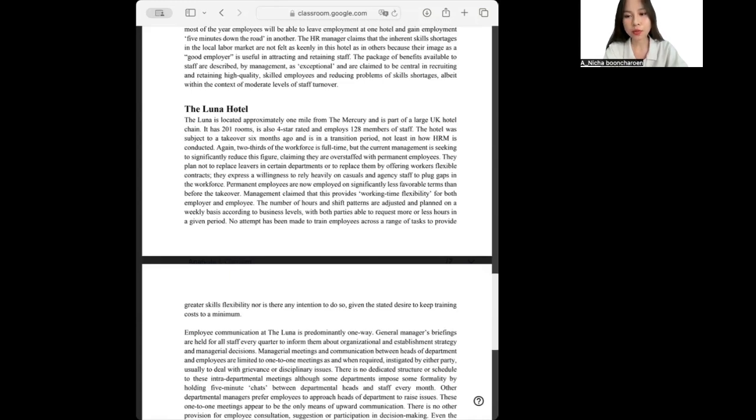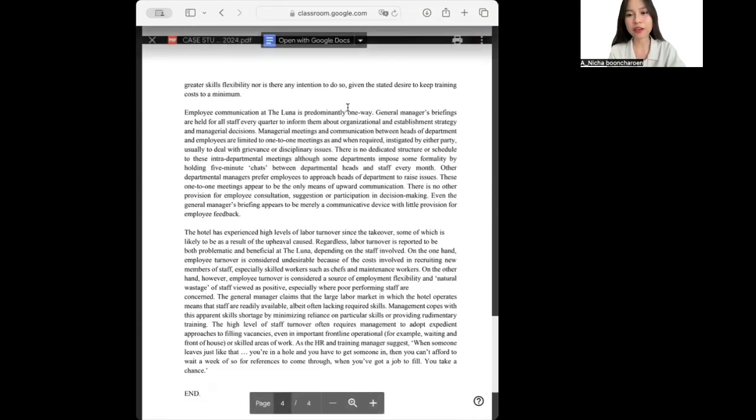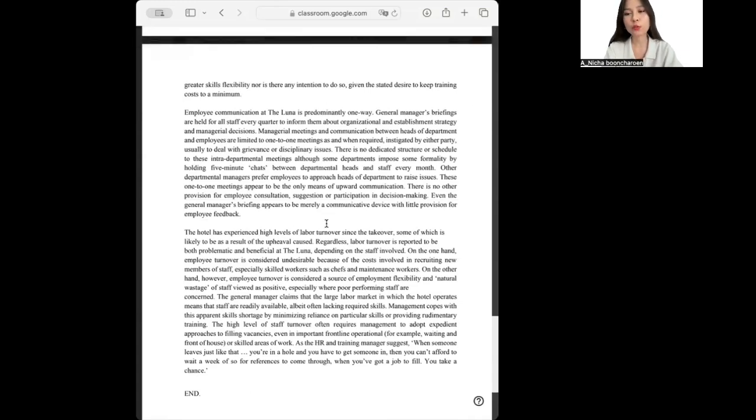So yeah, that's the point. And we're gonna go deeper about it in the presentation part. Another important point is that employee communication, this paragraph is predominantly one way. Yeah, that's the only keyword, one way. One way communication, top down, whatever you can call it.